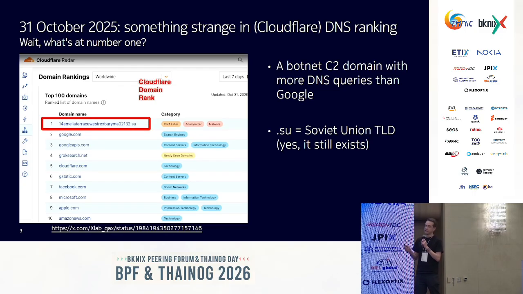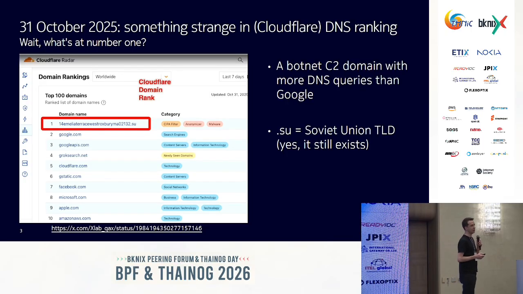And by the way, this is the SU top-level domain. This is always a bit amusing to me, at least. The SU is for Soviet Union, so it is still a ccTLD for the Soviet Union, and it is one of the favorites of some of these botnet operators.